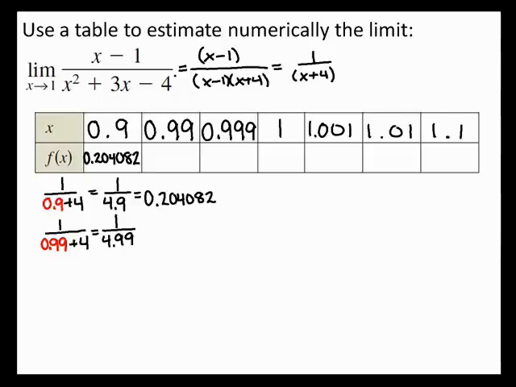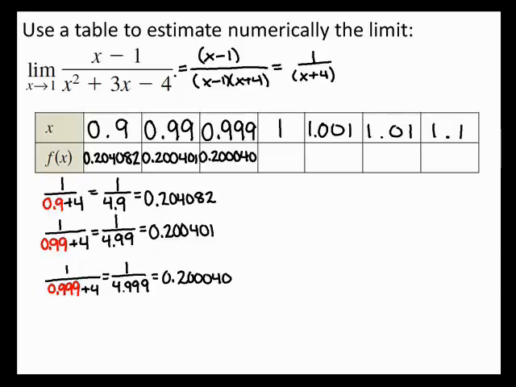Simplify 1 divided by 4 and 99 hundredths. You find that f of x is approximately equal to 200,401 millionths. Substitute 999 thousandths into 1 divided by x plus 4. Simplify 999 thousandths plus 4. Simplify 1 divided by 4 and 999 thousandths. You find that f of x is approximately equal to 200,040 millionths.